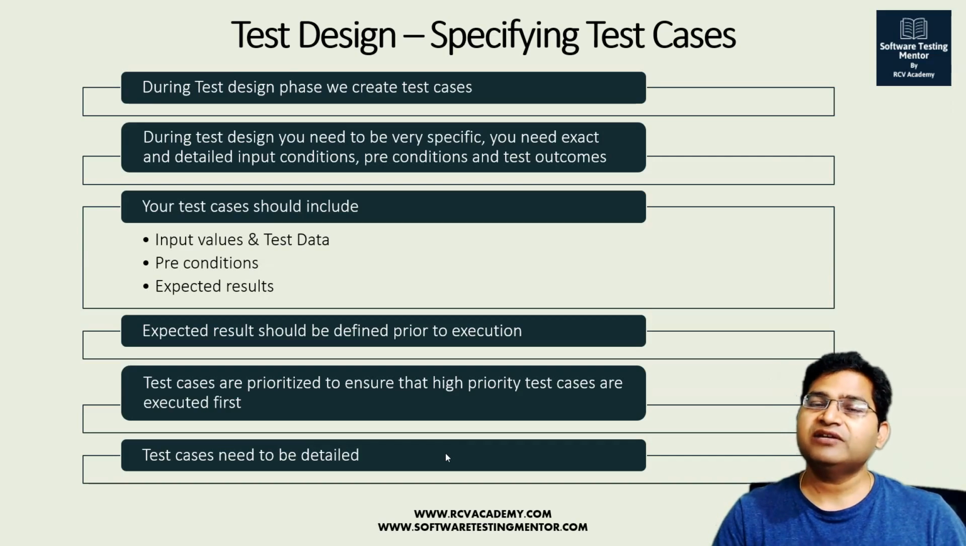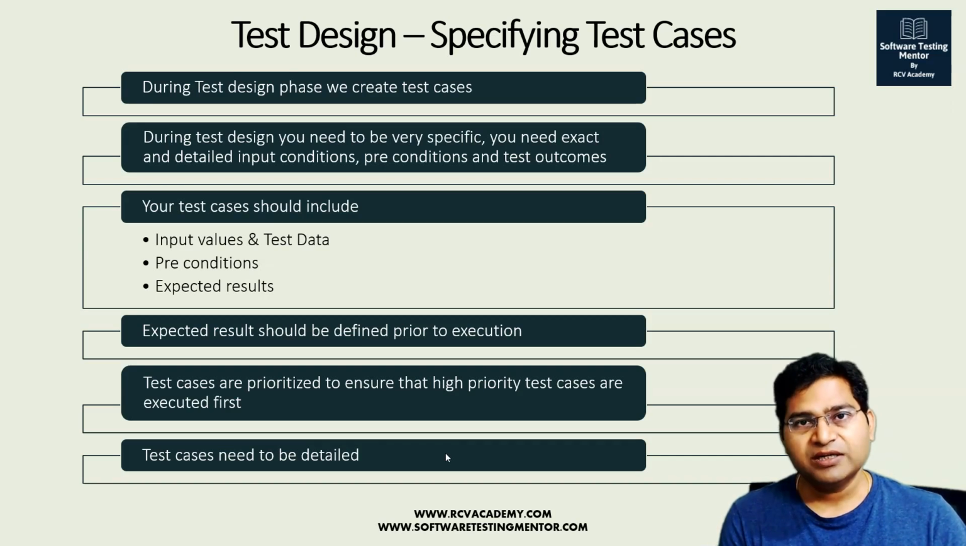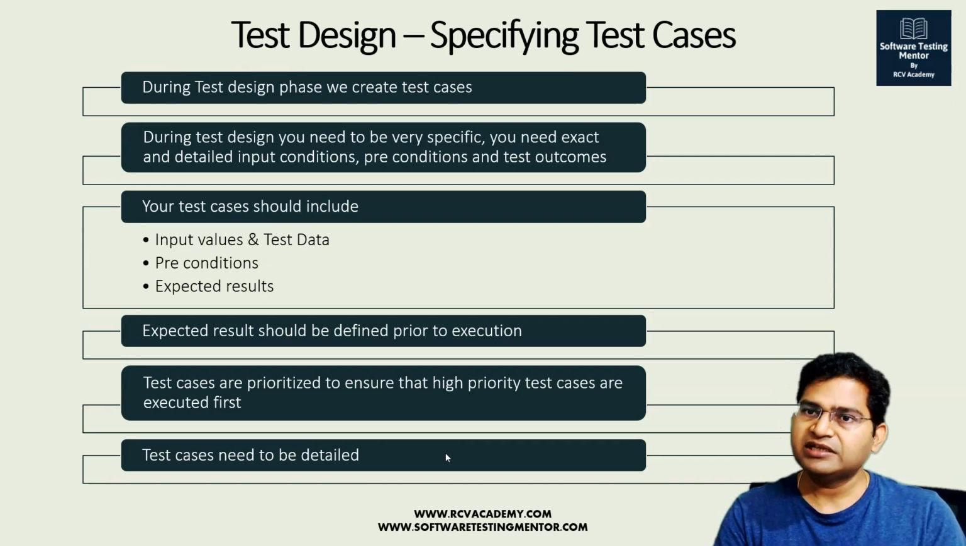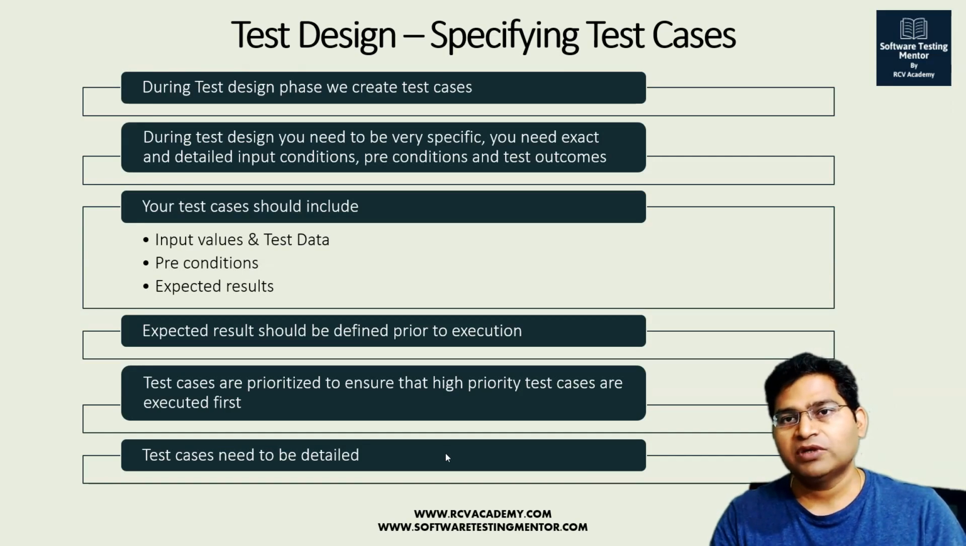So during the test design phase, you create test cases. You need to be very specific about what exactly the input conditions are, what the preconditions will be, and what the test outcomes will be, right? All of that needs to be specified in the test design phase, because you are actually writing the test cases with step 1, step 2: the user should do this, then what will happen? The user clicks on this link, what will happen?